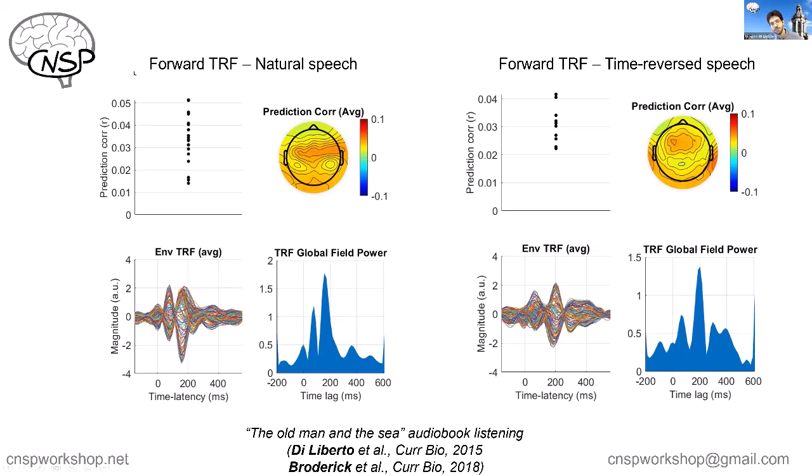You have on the left the forward TRF for the natural speech data set. This is a data set where participants were listening to The Old Man and the Sea. I recorded part of that, and the other part was recorded by Michael Broderick. It was published a couple of years ago. It's out on 19 subjects, and you get these beautiful temporal response functions. I won't explain the details now, but it's more or less what Liberty was showing.